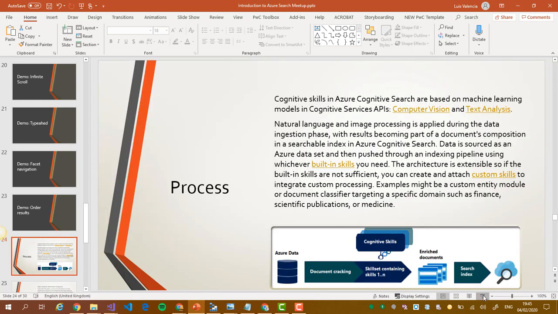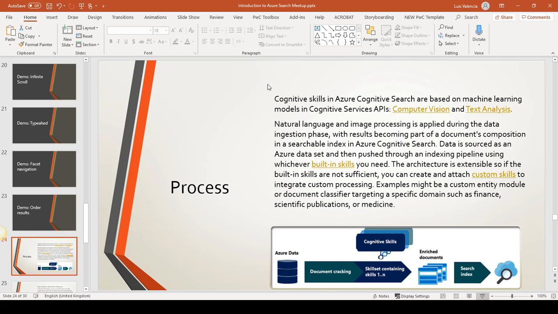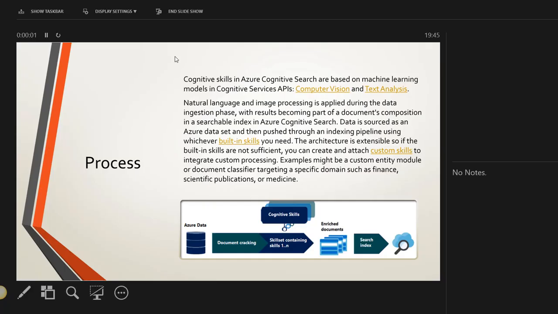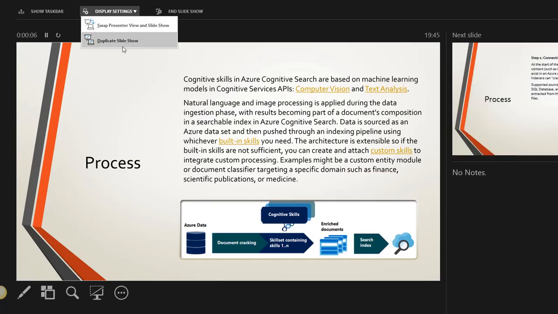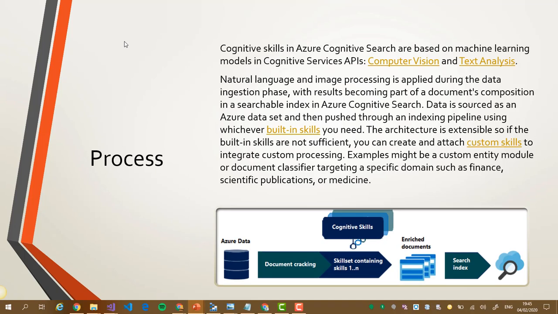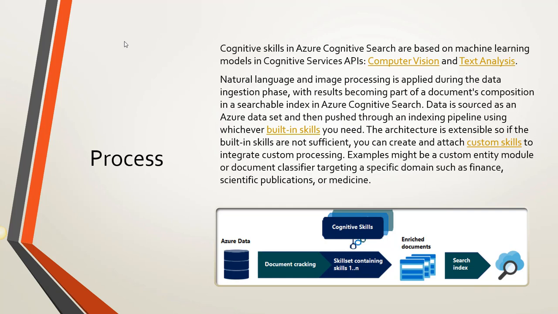Now the fun part, let's talk about artificial intelligence. As I said before, we can utilize AI in the index. If we connect to a blob storage, and in the blob storage you have PDFs and pictures, we can get rich data about it. You will see it in a minute in a demo.